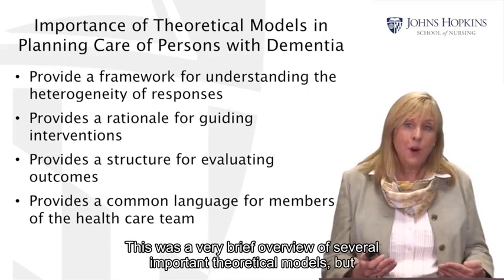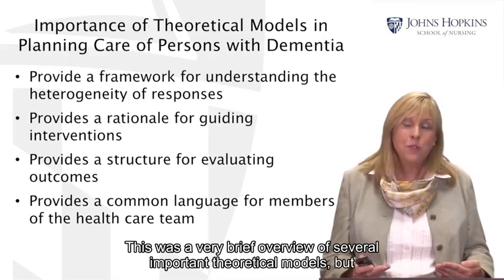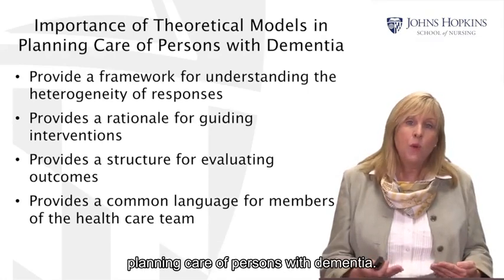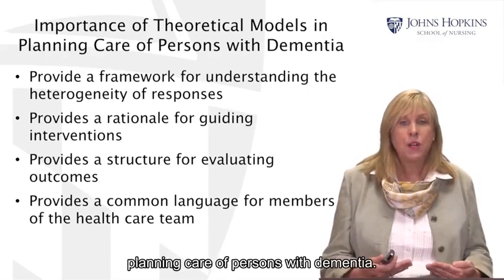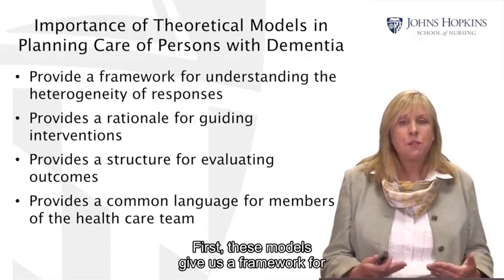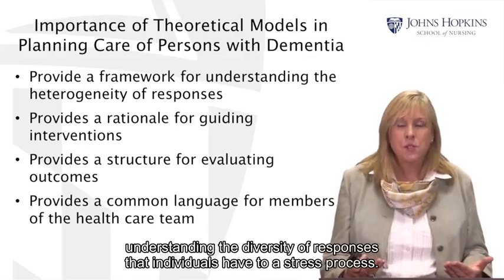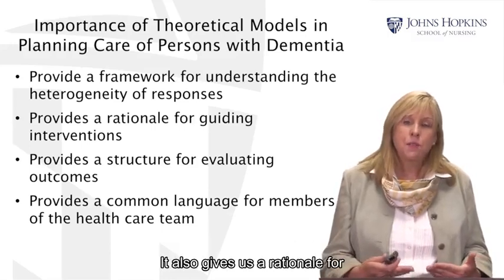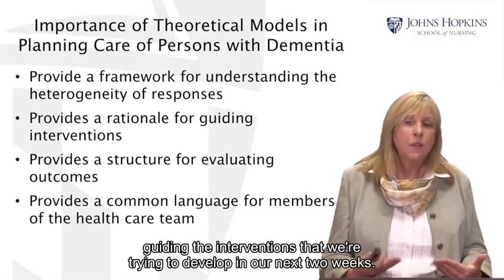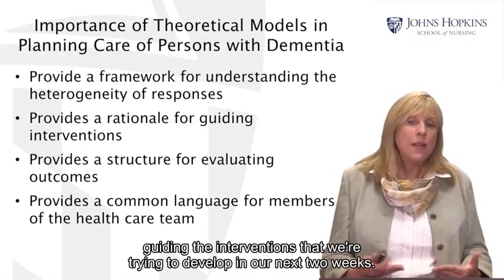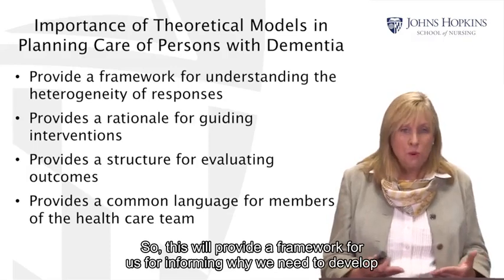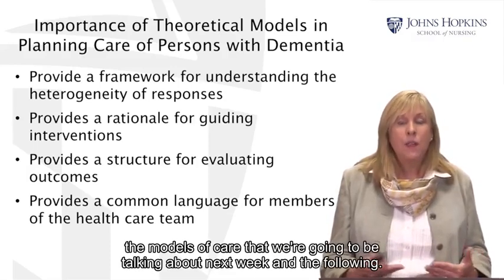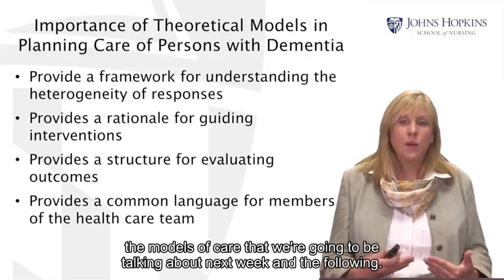This was a very brief overview of several important theoretical models, but I hope it definitely highlighted why theoretical models are important in planning care of persons with dementia. First, these models give us a framework for understanding the diversity of responses that individuals have to a stress process. It also gives us a rationale for guiding the interventions that we are trying to develop in our next 2 weeks. So this will provide a framework for informing why we need to develop the models of care that we're going to be talking about next week and the following.